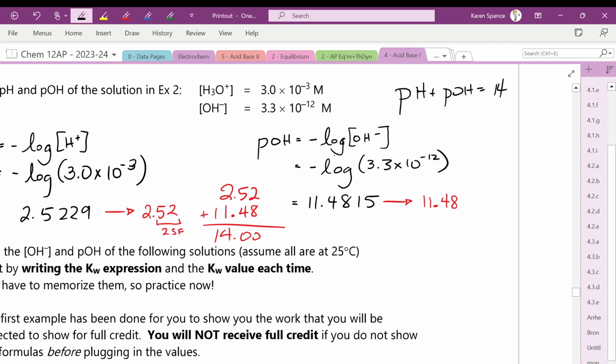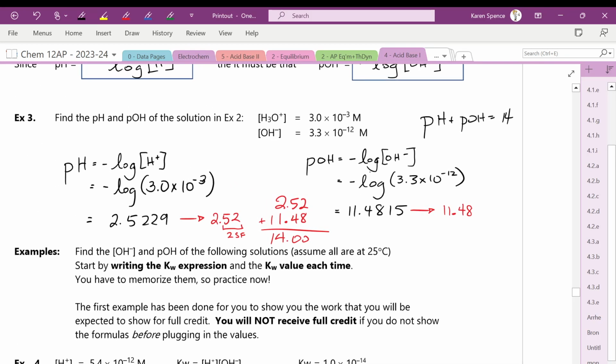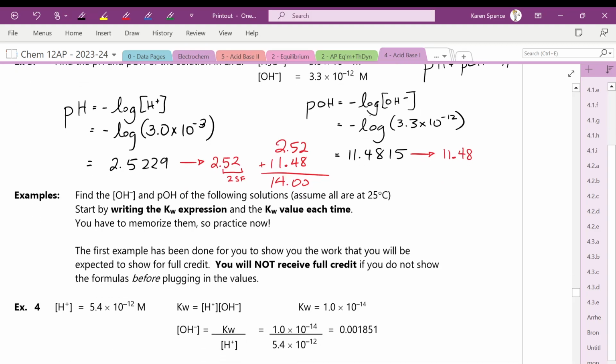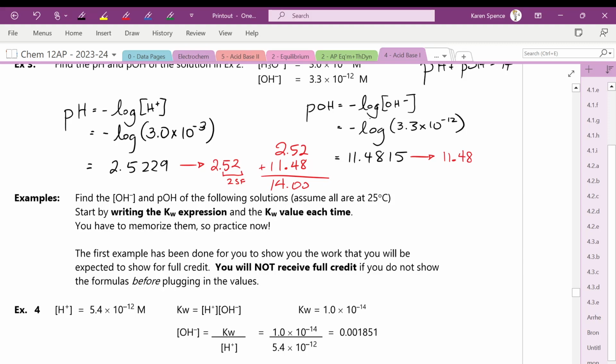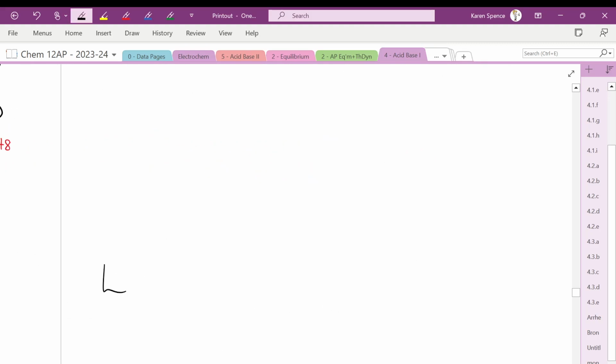Okay, so we now have a whole bunch of relationships between things. We can go from pH to H, we can go from H to pH. Find the hydroxide ion and pOH of the following solutions. So H plus is 5.4 times 10 to the negative 12. We want to find the concentration of hydroxide, and we want to find the pOH.